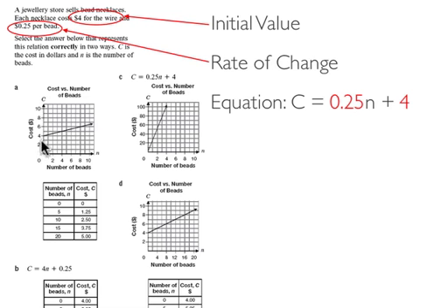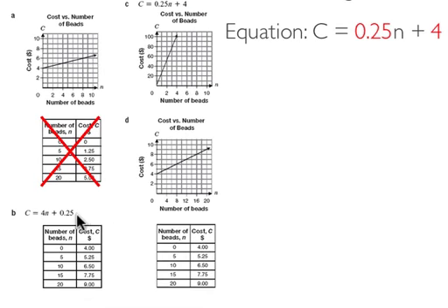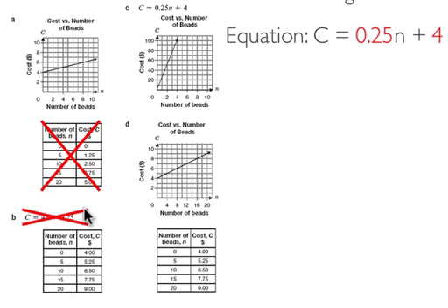If we look at A, we see that we have the correct initial value of 4 in the graph, but in the table, our initial value when n is 0 is 0, so we can eliminate A. When we look at B, the equation C equals 4n plus 0.25 doesn't match our equation, so let's eliminate B.